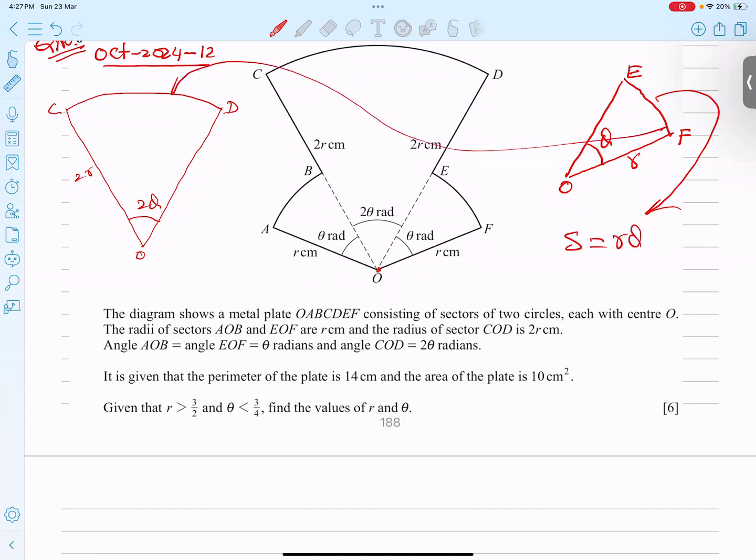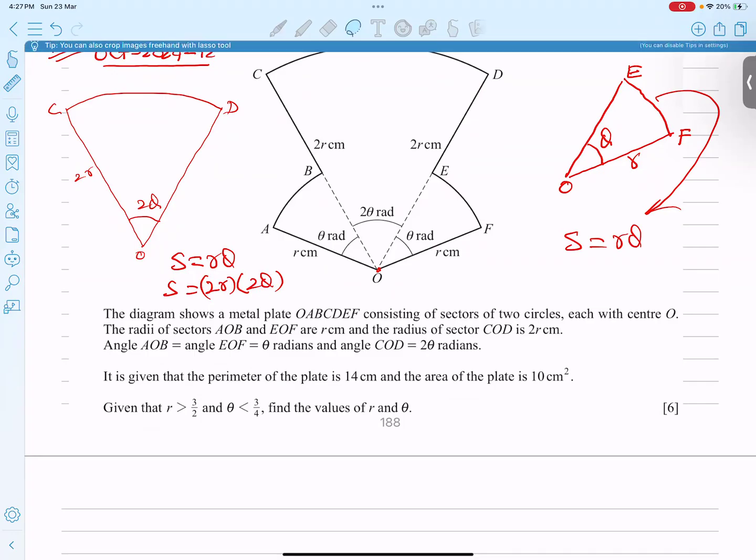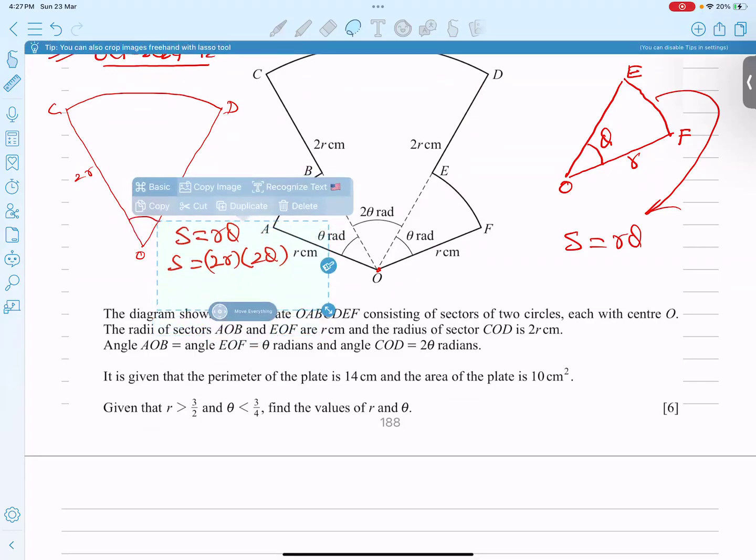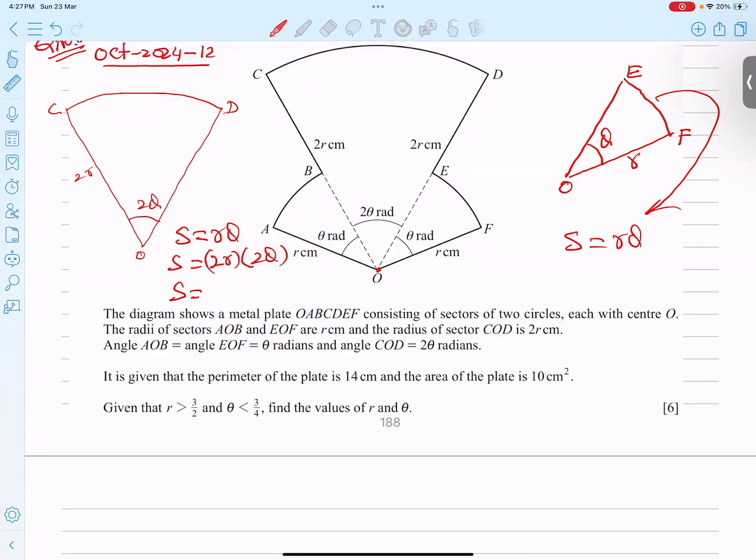And what about this arc length? I'm finding it here. S is equal to R theta, but R is 2R and theta is 2 theta. So this turns out to be S equals 4R theta. 4R theta. I think the point is very clear. Let's start the perimeter. It's only one part, so let's go for the perimeter.